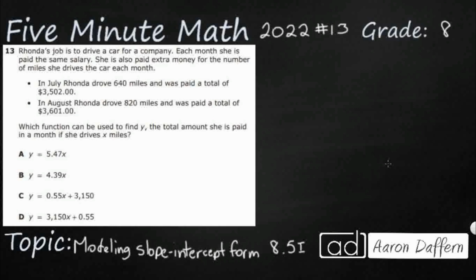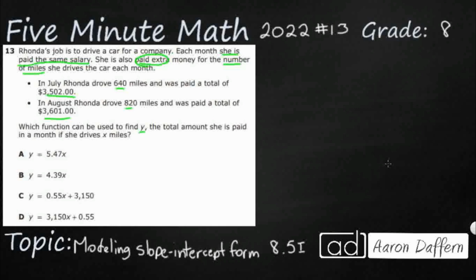So we've got Rhonda's job. She drives a car. So she's paid the same salary each month, but then she gets a little bit extra based on the number of miles. So all we have is her total pay for July and August right here, and obviously her miles are a little bit different. And so we need to find which of these equations can be used to find y, the total amount she's paid, for x miles.